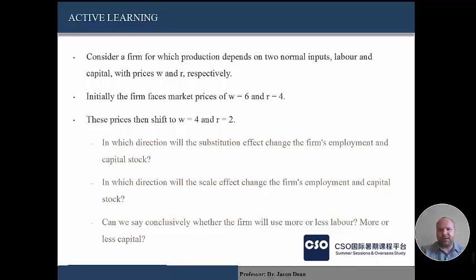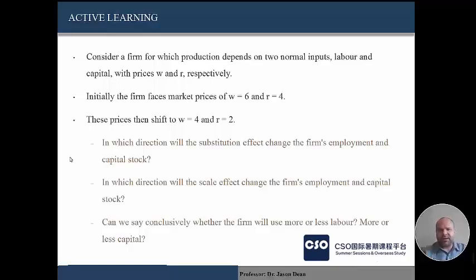Okay, so let's do some practice questions. Let's consider a firm for which production depends on two normal inputs, labor and capital, and prices W and R respectively. So let's say initially the firm faces market prices of labor equal to $6, so the wage is $6, and the price of capital is $4, then the prices fall to wage is equal to 4 and price of capital is equal to 4. Okay, so they both fall by $2.